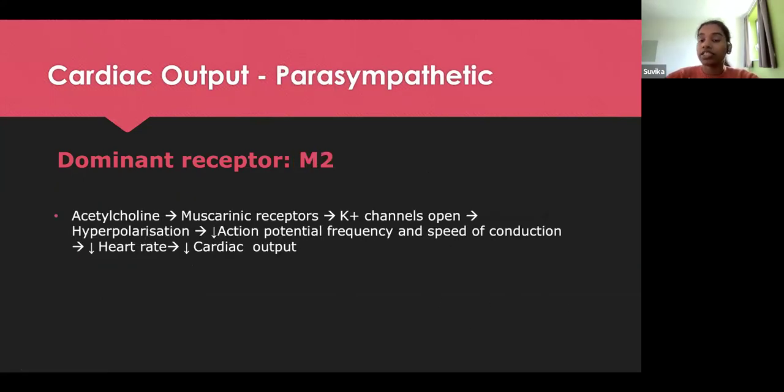Parasympathetic, remember this is the rest and digest system. So the dominant receptor here is the muscarinic type 2 receptor, where acetylcholine is going to act. With your rest and digest side, you want the heart to relax, so you want to go into repolarization a lot faster or stay there for longer to slow down the heart rate. So this time you've got the potassium channels opening. That causes hyperpolarization, so you get reduced frequency of action potentials, and so reduced heart rate. And now, if your stroke volume is going haywire, your heart rate will slow down to level out your cardiac output.